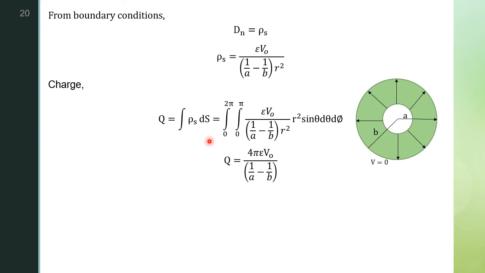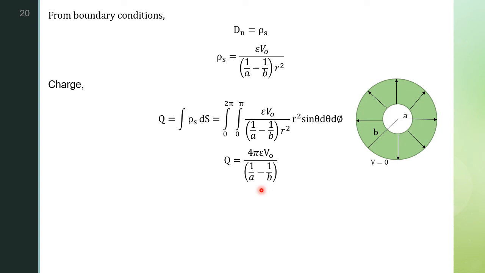In which direction we should take the area is determined by the direction of field lines. So it is in the a_r cap direction, so we need to take the area along the r direction. So we multiply by r square sine theta d theta d phi. When you consider the spherical coordinate system, the range of theta is from 0 to pi, and the range of phi is from 0 to 2 pi. On substituting the corresponding values, we get the total charge Q to be 4 pi epsilon V0 by (1 by a minus 1 by b). So that is the total charge contained within the conductors.